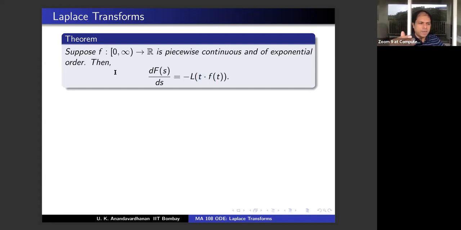If you take the derivative first and then you take the Laplace transform, it is multiplication by s. If you take the Laplace transform and then take the derivative, it is multiplication by t, but inside the bracket, before taking the Laplace transform. So this is easy. The proof is very easy. You just do it. F of s is, this is the definition. So you can compute dF by ds.